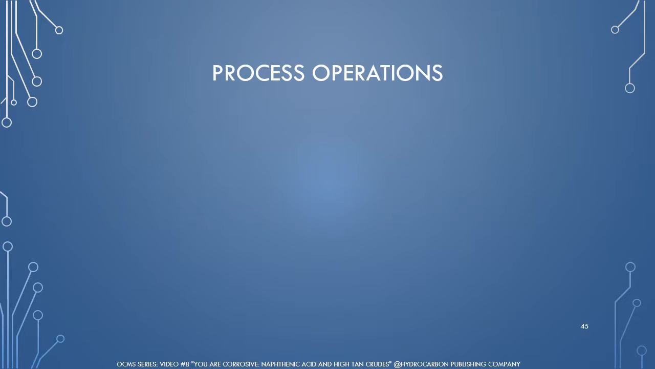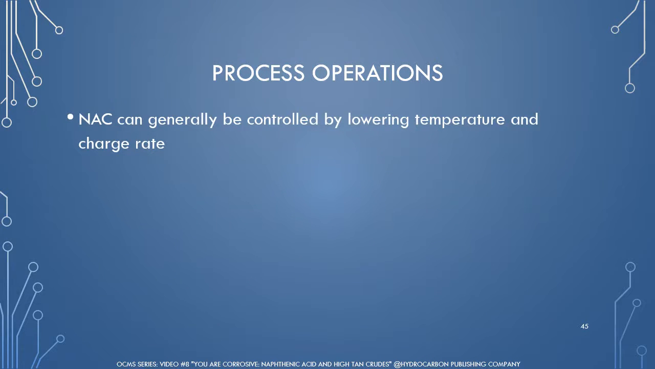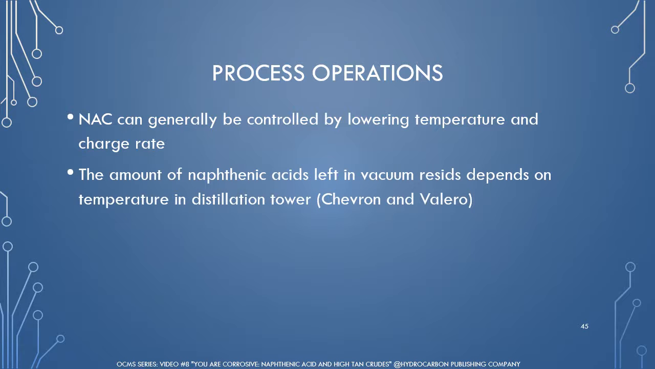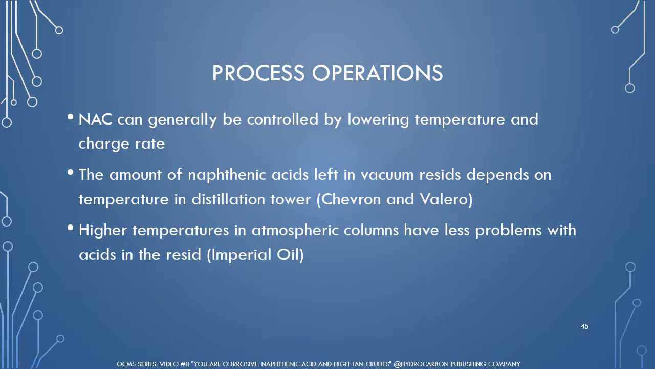In general, NAC can be controlled by lowering temperature and charge rate as long as the performance and throughput of the distillation units are not degraded. The amount of naphthenic acids left in vacuum resids depends on temperature in the distillation tower, as seen in cases from Chevron and Valero. Imperial Oil has stated that atmospheric columns that run at high temperatures tend to have less problem with acids in the resid.